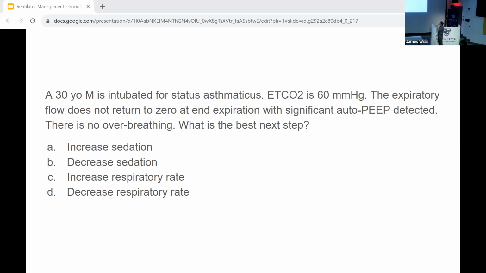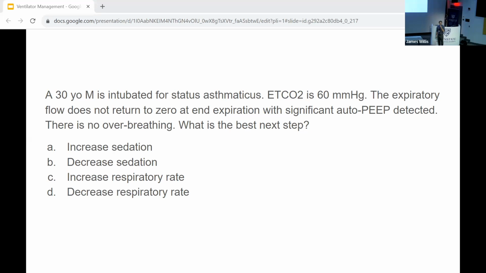A 30-year-old male is intubated for status asthmaticus. End-tidal CO2 is 60. The expiratory flow does not return to 0 at end expiration with significant auto PEEP detected. There's no overbreathing because you just intubated the patient, right? What's the best next step? Should you increase the sedation, decrease the sedation, increase the respiratory rate, or decrease the respiratory rate?